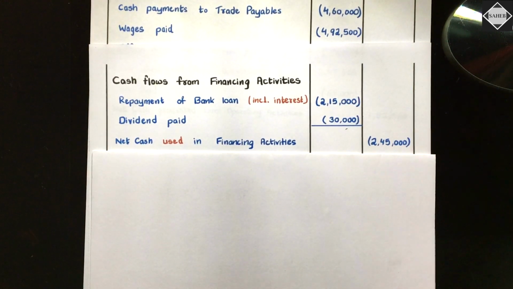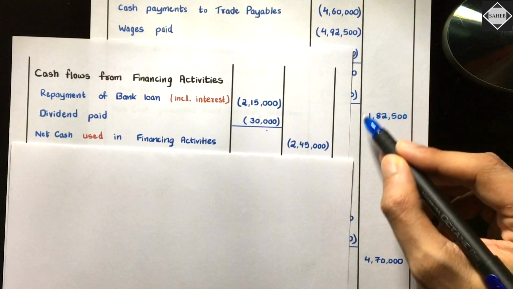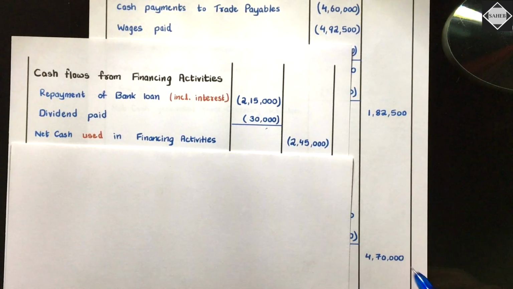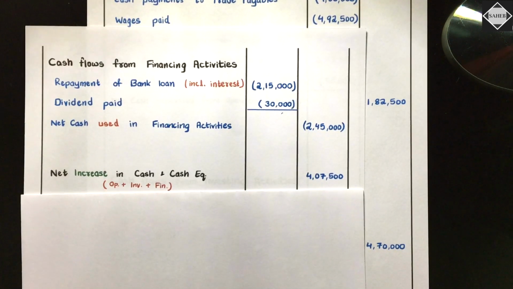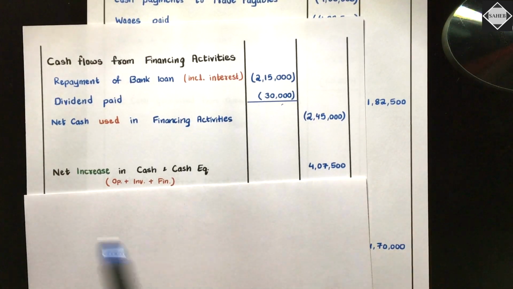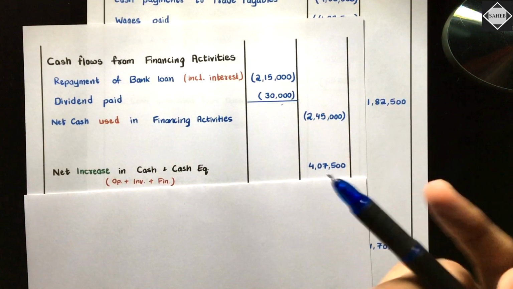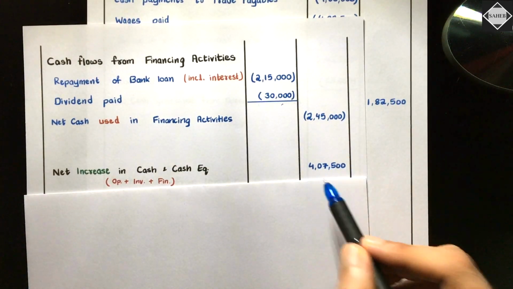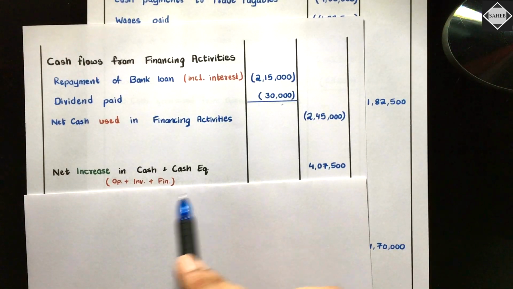After this, you make a sum of all the net cash flows. 1,82,500 cash flow from operating activity, cash flow from investing activity 4,70,000, and then subtract 2,45,000, that is equal to 4,07,500. It's a positive figure, so we will say net increase in the current year because of all the activities. This much cash has increased in the business, in the company. So net increase in cash and cash equivalents.